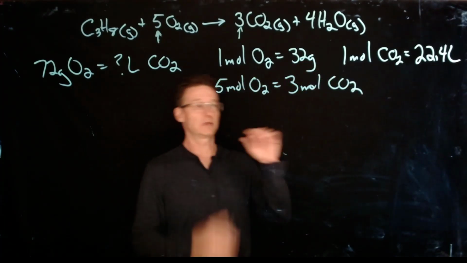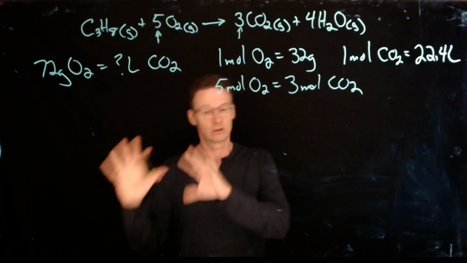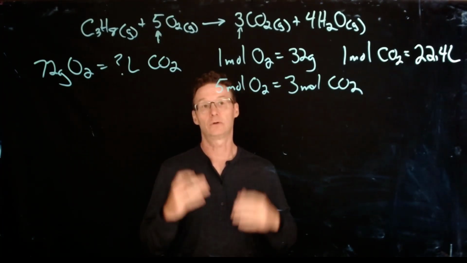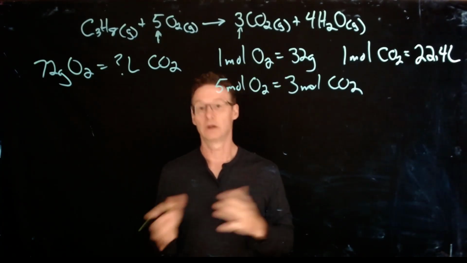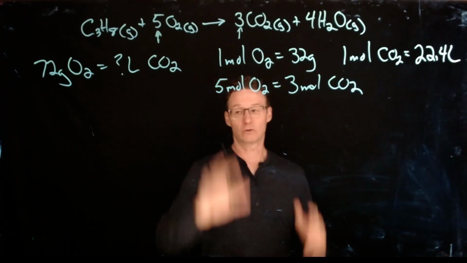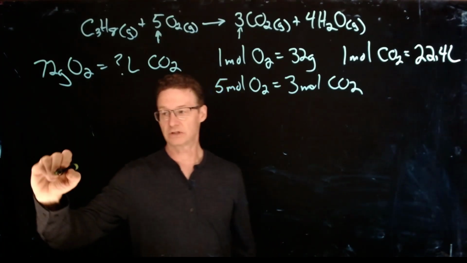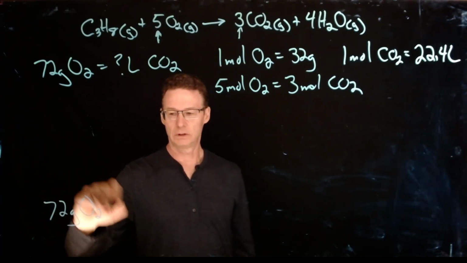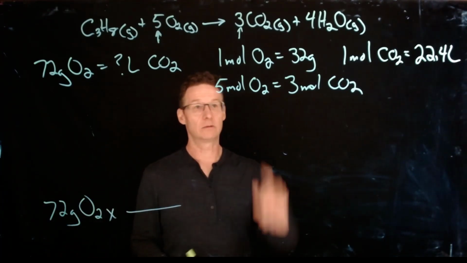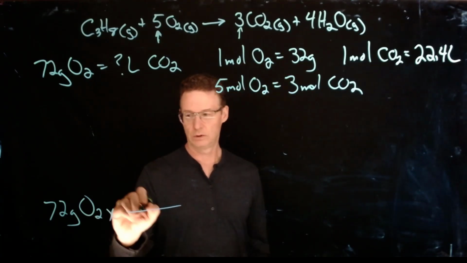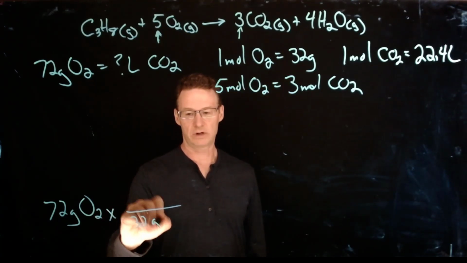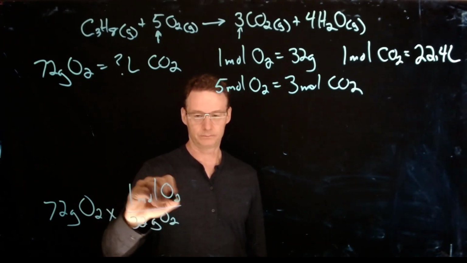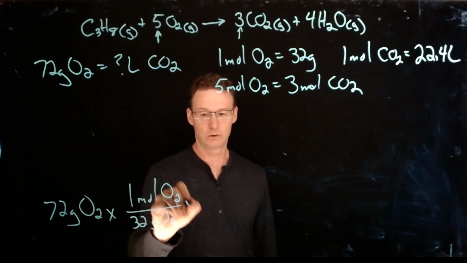Okay, so we've got a bunch of different things going on here. We're going to set this up step by step, convert from grams of O2 to liters of CO2 using this chemical equation as our recipe and all the conversions that that's going to entail. So let's start with our 72 grams of O2. We're going to convert the grams of O2 to moles of O2. So 32 grams of O2 is 1 mole of O2. So we've converted grams into moles of O2.